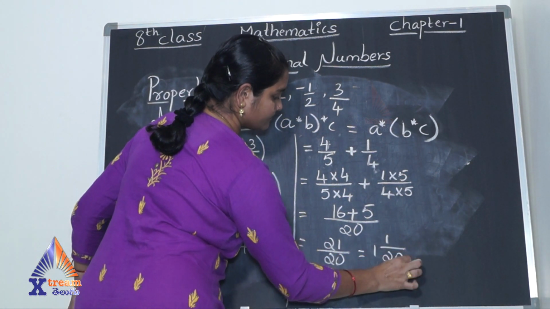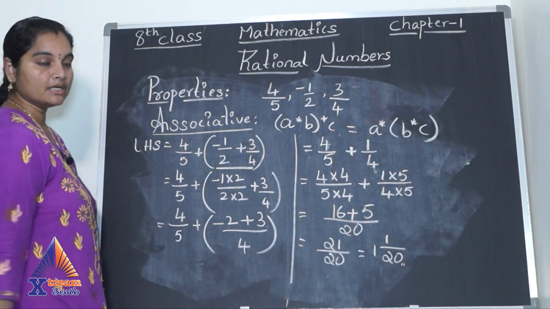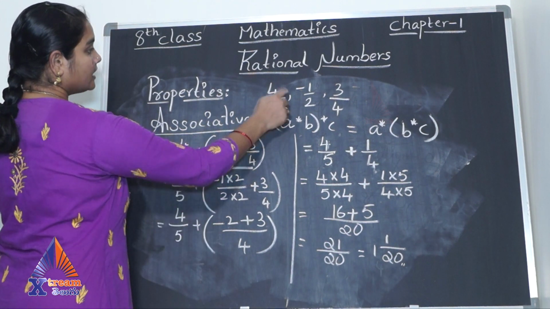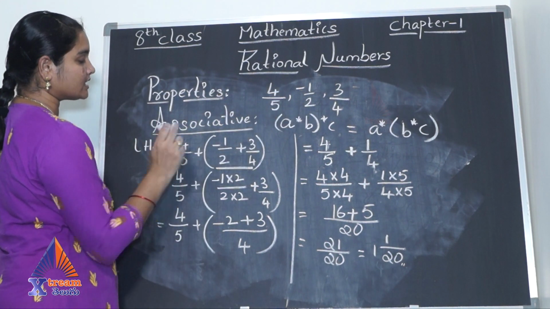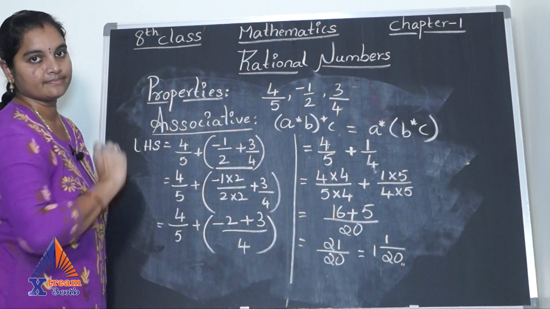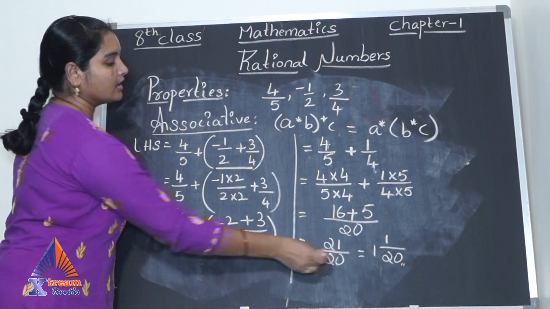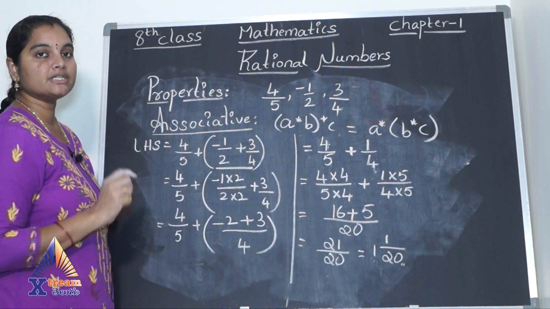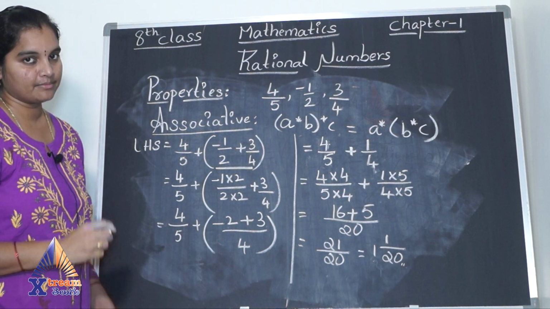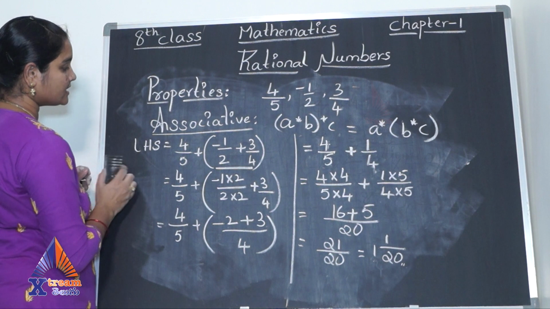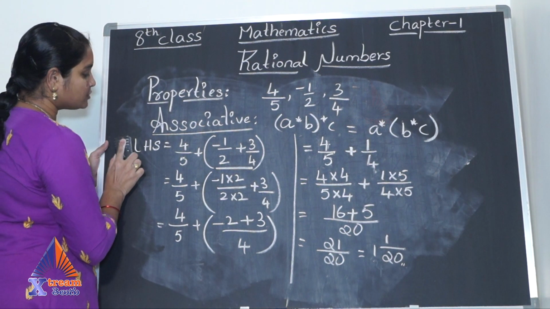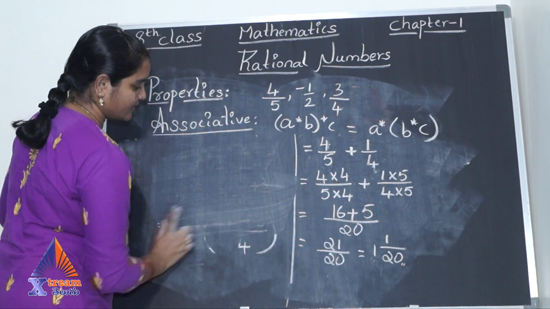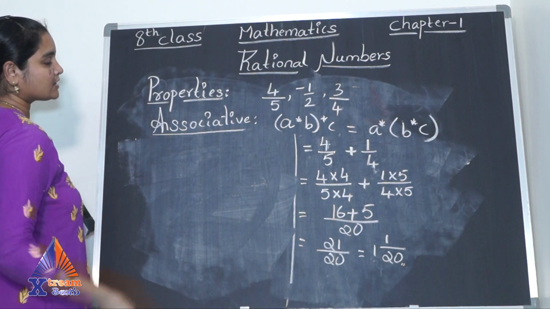Now 21 by 20 is a rational number in p by q form, where q is not equal to 0. So these three rational numbers can hold the associative property under addition. As I told you, it may take a little long, but the answer tells you that the associative property is true for addition for rational numbers. So I always tell my students that you have to be patient while doing math problems, otherwise you will become a patient. So have some patience while solving the problems.